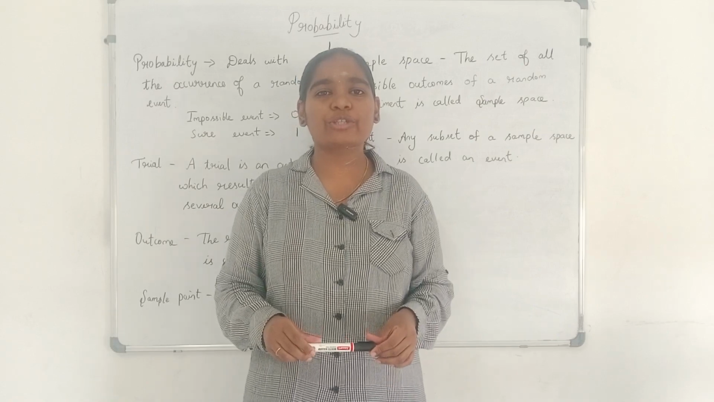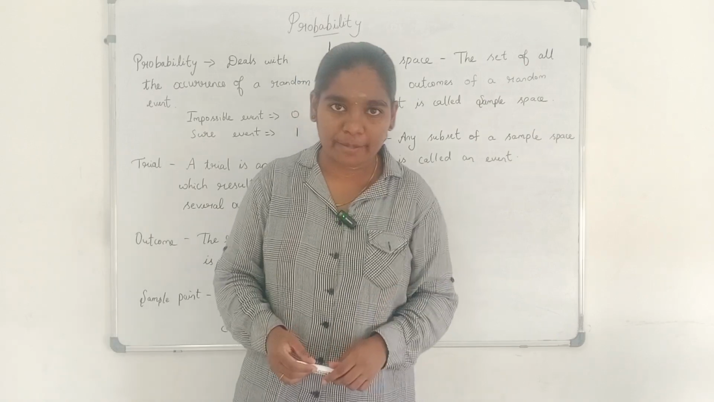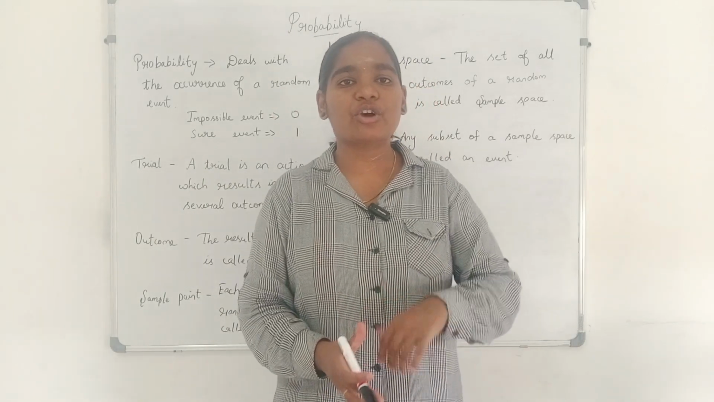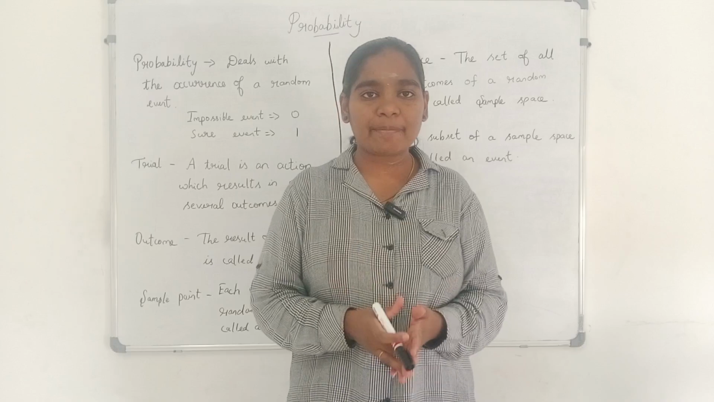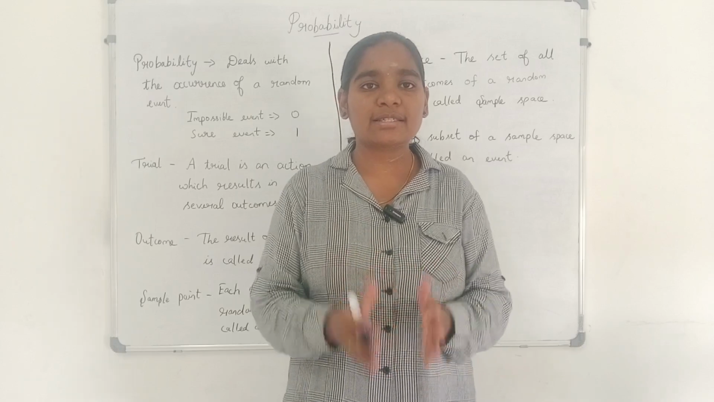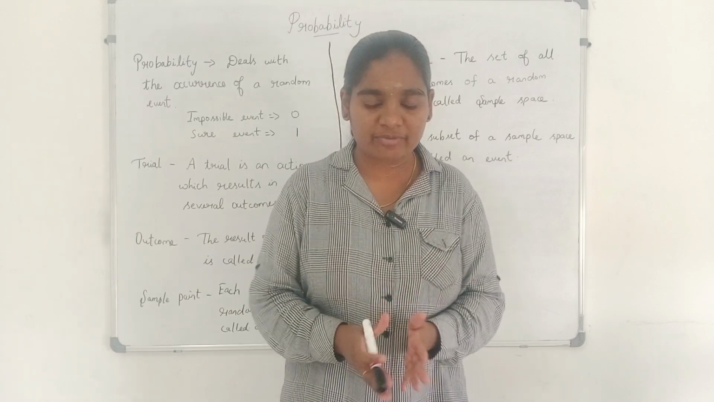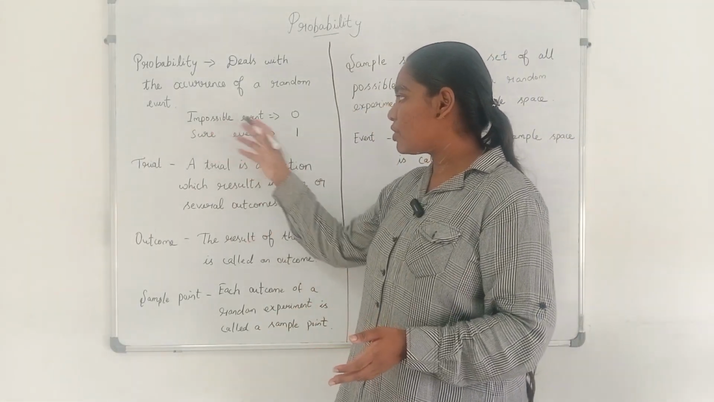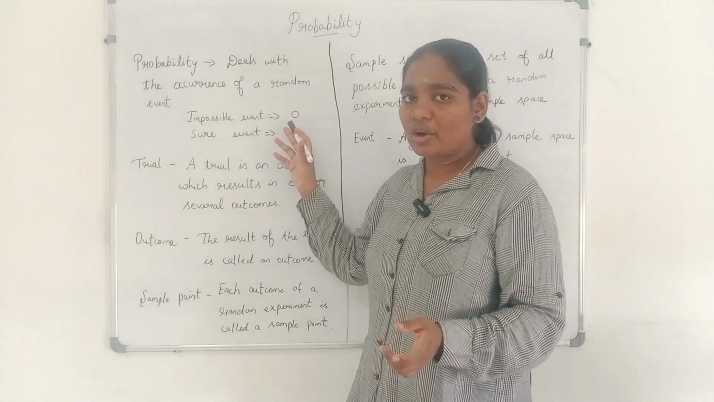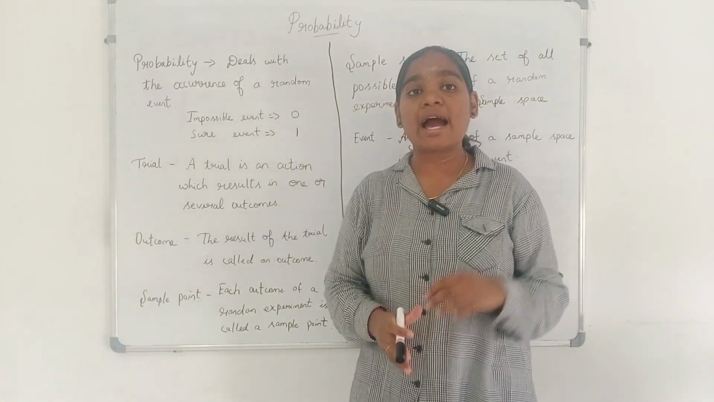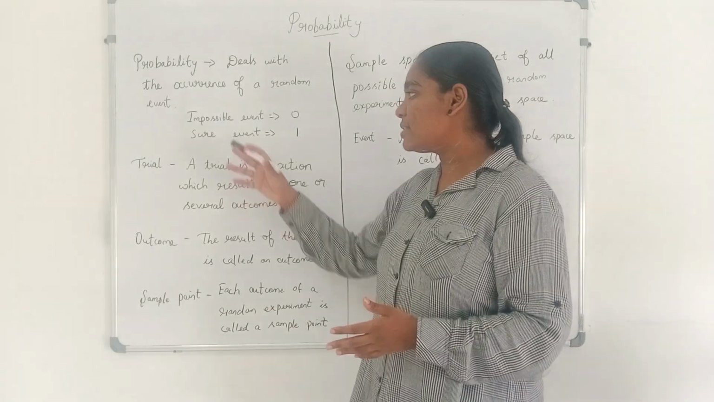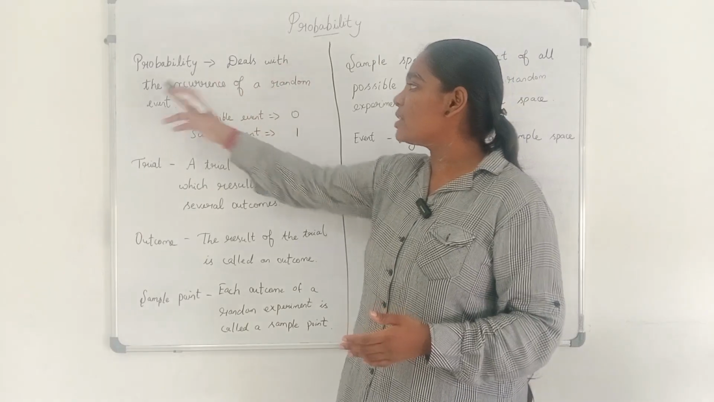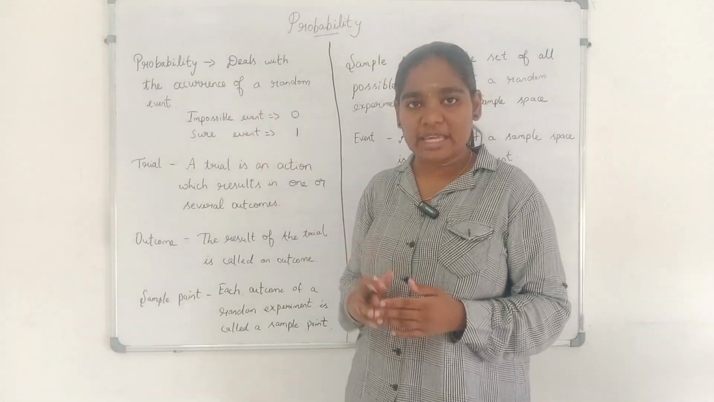In today's class, we are going to explore the concept of probability. Probability means we will find whether an event is going to happen or not, and if it is happening, how much its success rate will be. If the event is not going to happen, then that is an impossible event, and in probability we denote it as 0. If the event is 100% going to happen, then that is a sure event and we denote it by 1. So, probability deals with the occurrence of a random event.